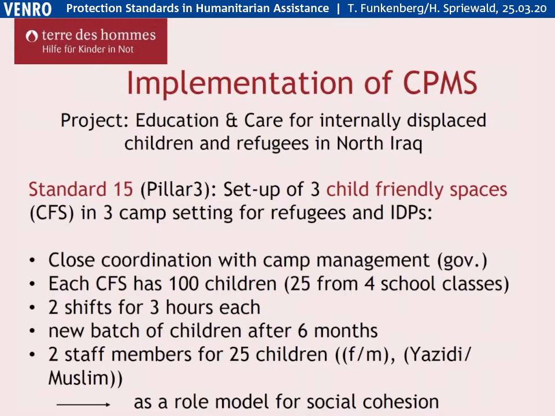on education and psychosocial care for internally displaced children and refugees. For example, Standard 15 on the Pillar 3 is to offer child activities and group activities. We set up child-friendly spaces in a camp setting. And camp setting is normally a little bit easier than in a community setting, as it is not so complex as a whole community. We have a close coordination with the camp management to run this child-friendly space.